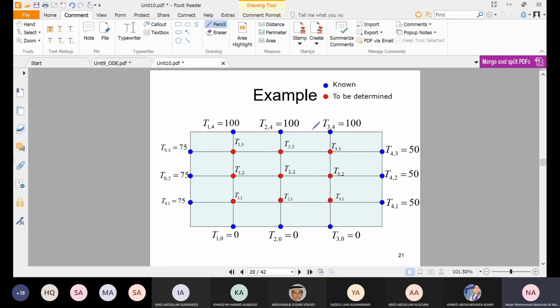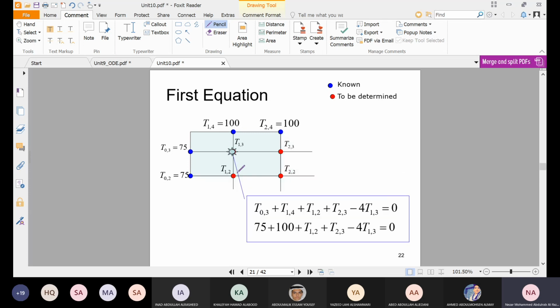So the temperature at these nodes is given, 100, and the temperature at this boundary is also 75, and the temperature at these nodes is given. The temperature here is given. So what we want is to compute the temperature for the nodes inside. Again, we can start from T11 or any node here. This is just an explanation of how we can do this.